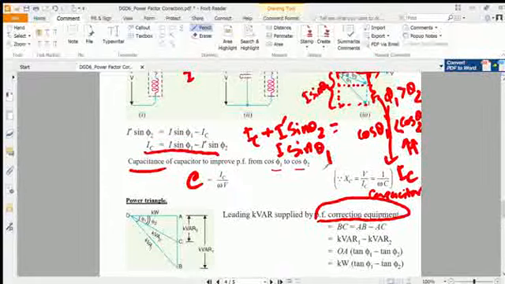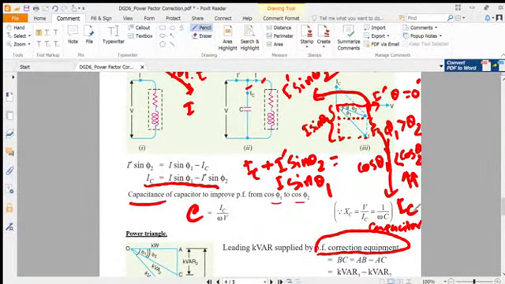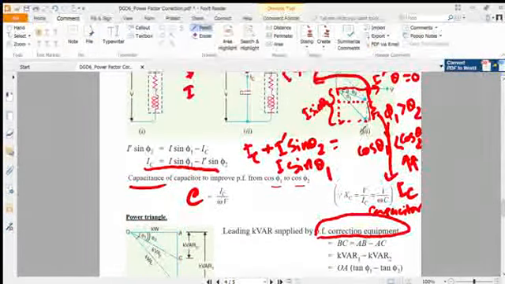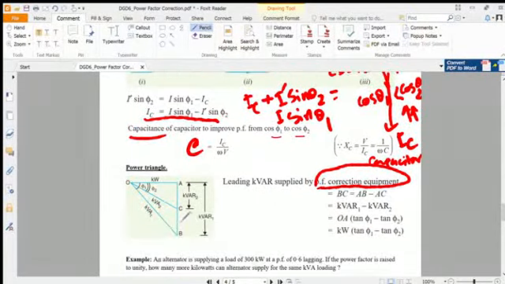From the figure we see that this portion, this dashed line, is due to IC, the capacitive component. Here is the total kVAr, and this is the leading kVAr supplied by the capacitor. This is the lower portion for the capacitor, and this one exists in the circuit. This is the previous kVA rating, the kilowatt remains the same, and this is the new kVA. So how can you get this?